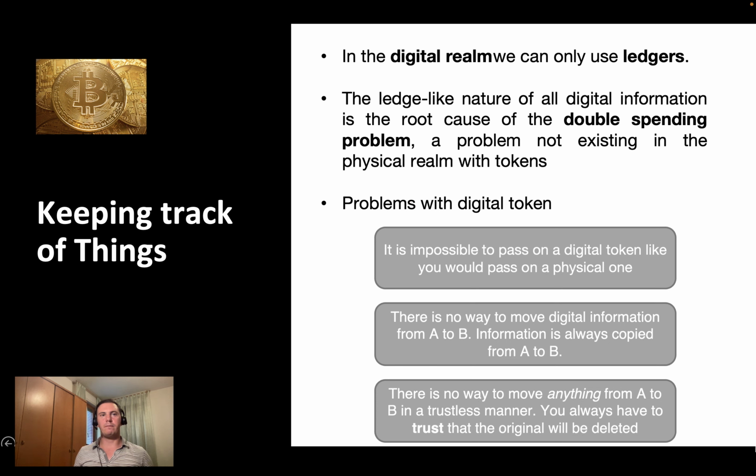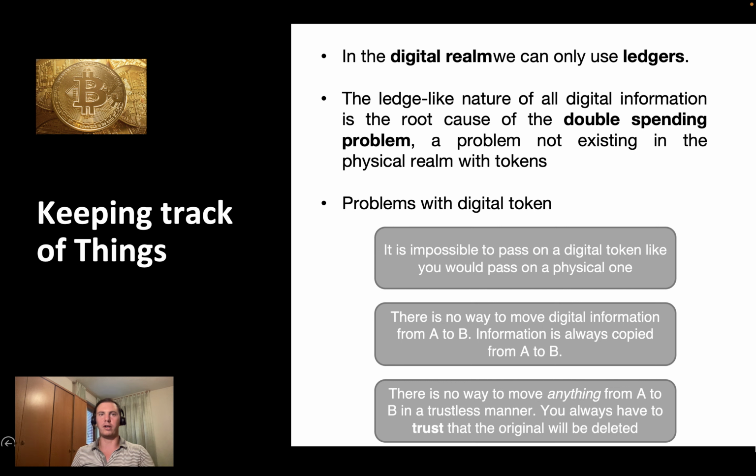In the digital realm, no matter how intensively marketing gurus try to convince you of the opposite, we can only use ledgers. It is an informational realm, not a physical one. So the ledger-like nature of all digital information is the root cause of the double spending problem. In fact, information never represents the state of the world directly. The movement of information implies copying. Information exists in one place, and to move it, you have to copy it to another place and erase it at its origin. This problem doesn't exist in the physical realm. In fact, in the physical realm, we can actually move things from A to B.